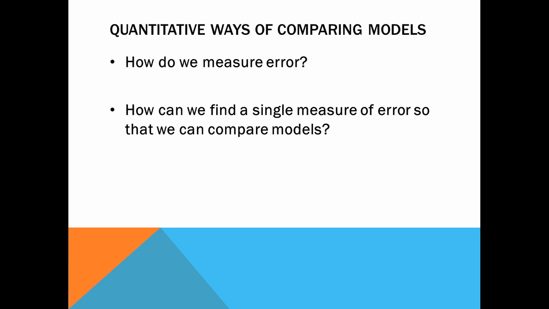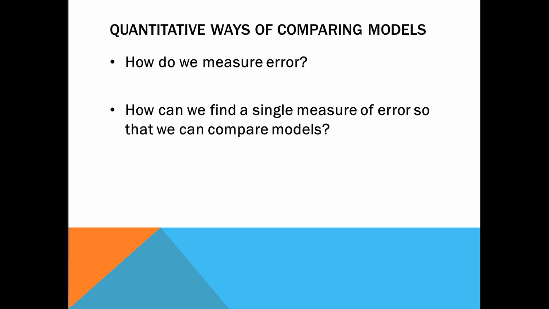So again, we talked about lots of these things already. How do we measure error, and how can we find a single measure of error? When we calculate residuals for any model, you're going to have as many residuals as you have data points. So calculating residuals can be useful, and we'll talk about creating a residual plot. But if we just want one measure, we needed something else, and that's where the idea of summing the absolute value of the residuals or summing the squares of the residuals came in.